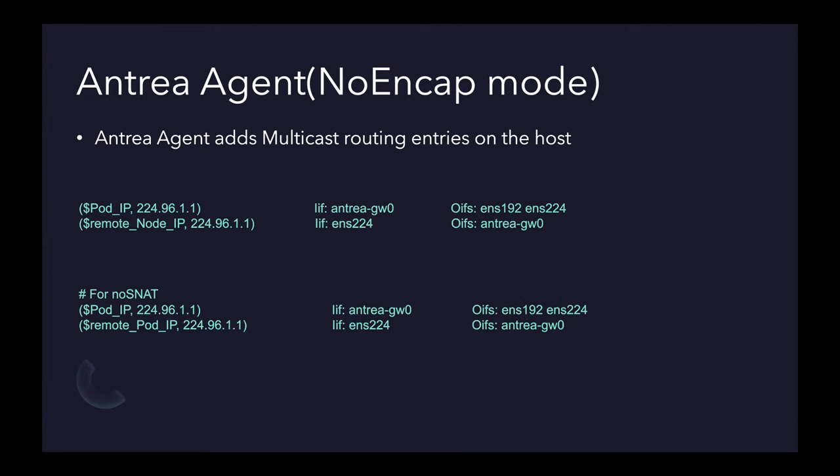And for the no-encap mode, Antrea agent adds multicast routing entries on the host to forward the traffic between antrea-gw0 and the transport interface, which is used for routing pod traffic across nodes. The multicast routing entry is configured once when Antrea agent finds a different node joins the multicast group. The first time, Antrea processes the multicast routing entry for pods on a different node, the same as it does on the external addresses. Here you can see that ENS192 is the external interface, and ENS224 is the node transport interface.